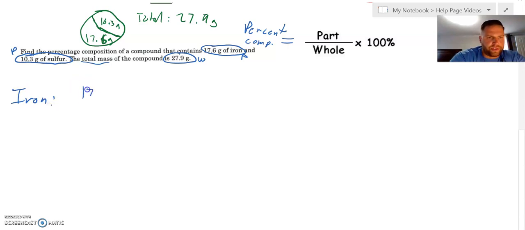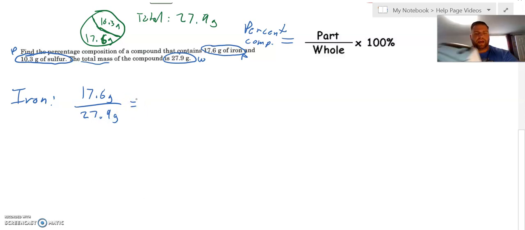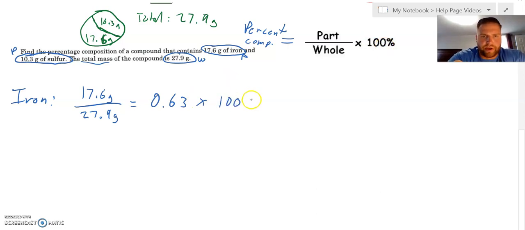So iron's total is 17.6 grams. That's the part, divided by the total of 27.9 for the compound. Now you need to take your calculator and punch all this in. Turn this fraction into a decimal, and what you get is 0.63. And remember, the last step is to multiply by 100. Take the fraction, multiply by 100. What that gives us is 63% iron.